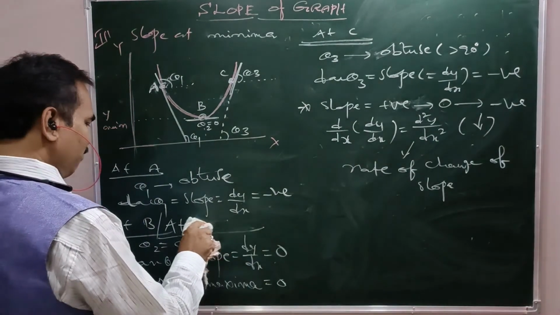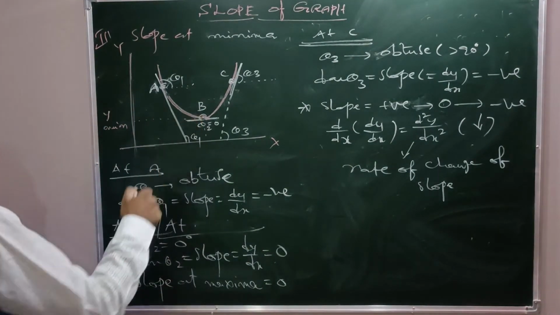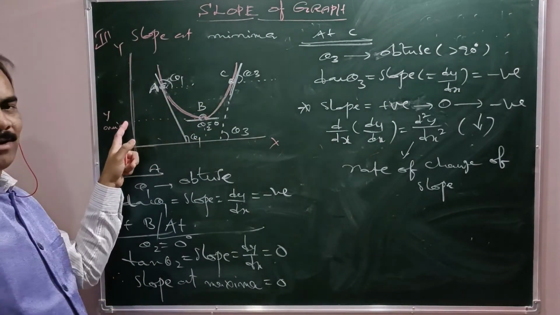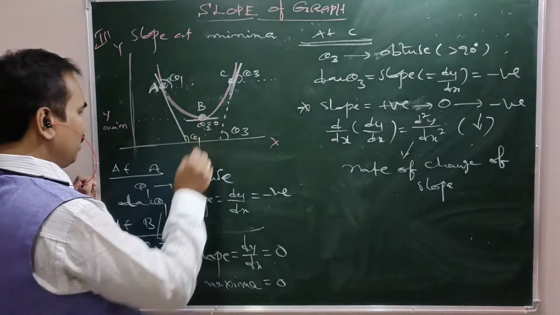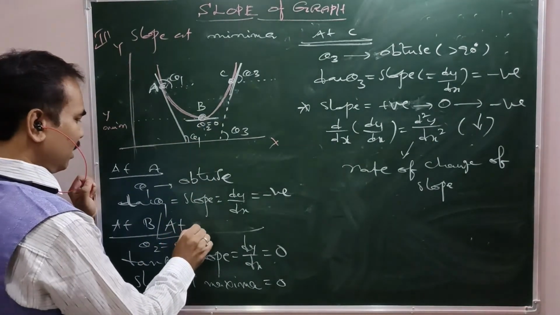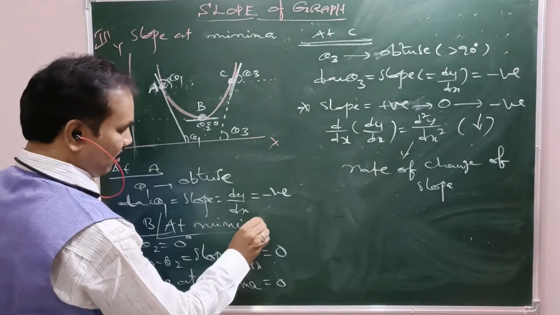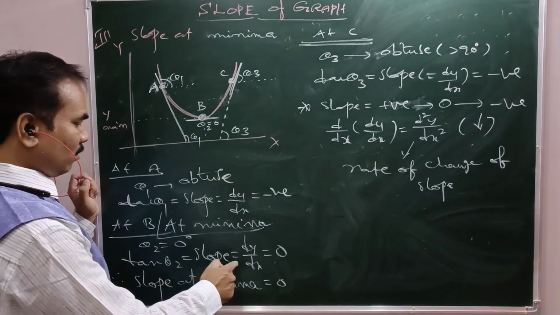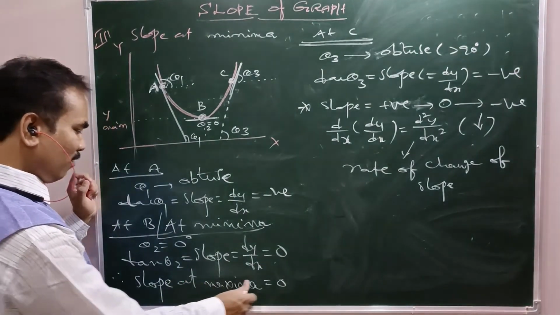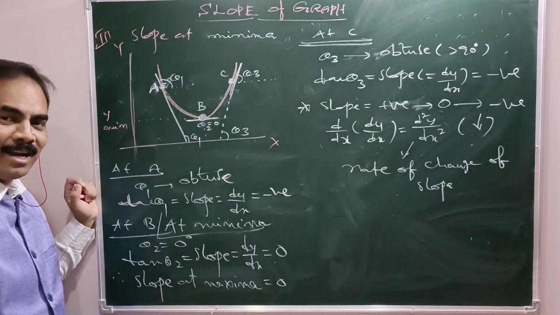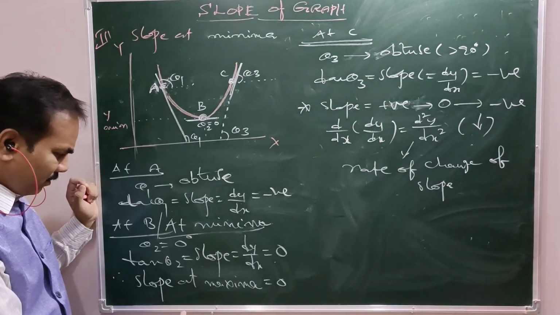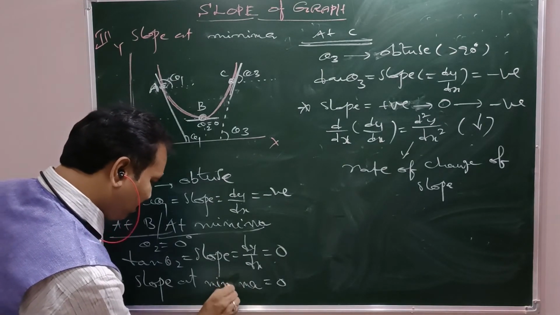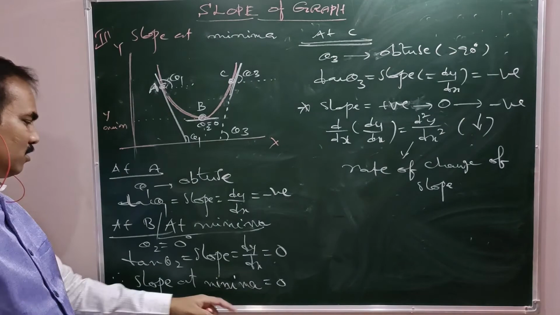At point B, is it maximum or minimum? Minimum. It is not maximum, it is minimum. Among all possible values of y, at point B it takes the minimum value. So this is the lowest value, and at minima, theta 2 is 0. Therefore, tan theta 2, that is slope, that is dy by dx, is 0. Slope is 0 not only at maximum, at minima also. At minima also, slope is 0, right?